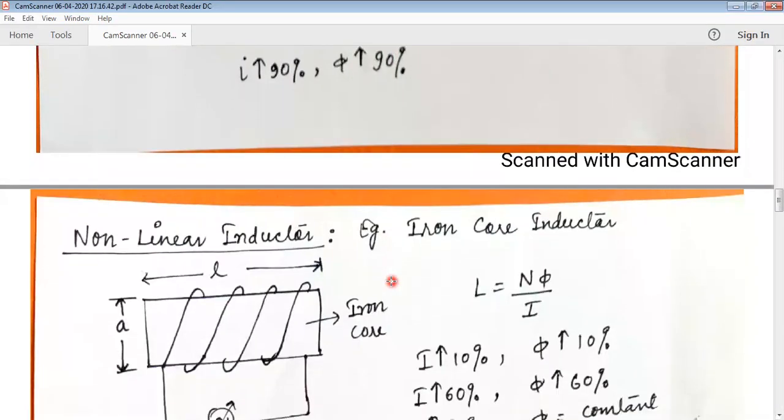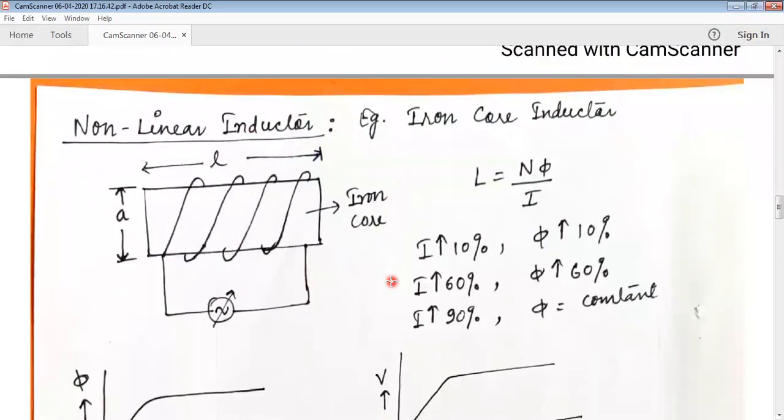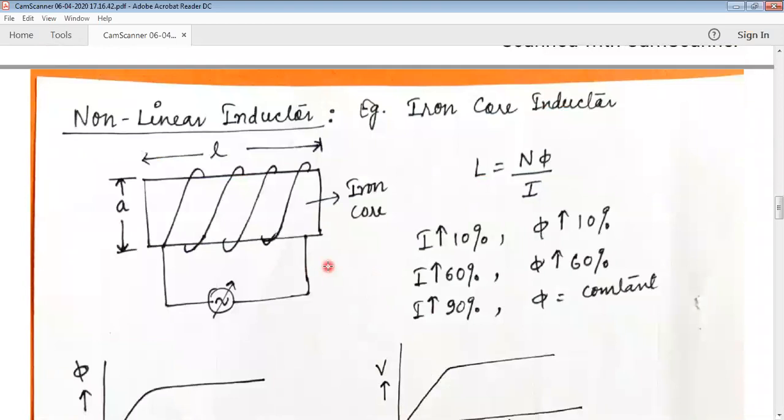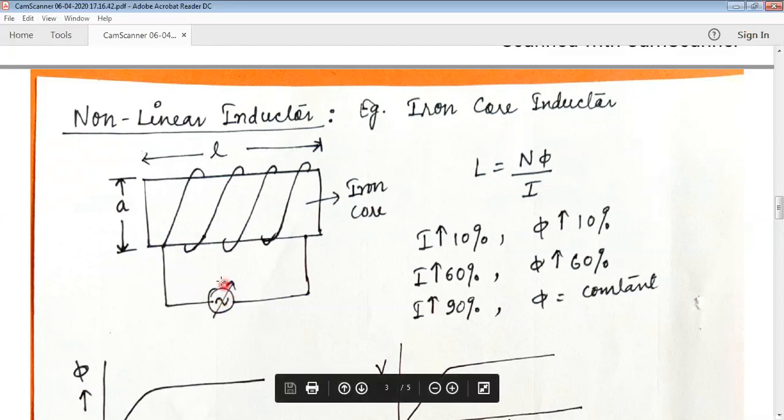Now let's move towards the non-linear inductor. A non-linear inductor is an inductor whose inductance depends on the current magnitude. Then the inductor is called a non-linear inductor. The example of a non-linear inductor is the iron core inductor. Clear? So here one coil is taken, and inside that coil there is an iron core. The length of the core is, let's say, L, and the area of the core is A. The voltage applied here is a variable voltage.